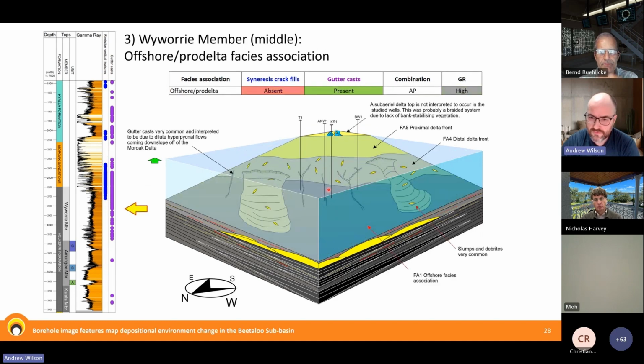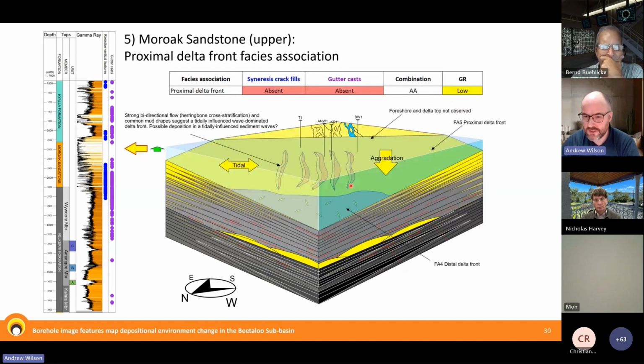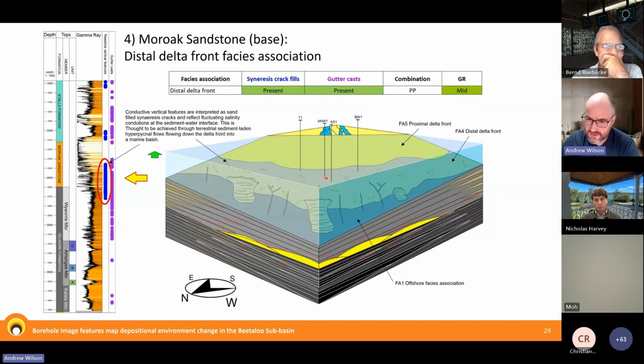So we think what this means is that we're looking at almost like a dilution effect. When we're a little bit deeper down, any of these storm-derived flows are being diluted by marine water, and so they still have erosive capacity, but don't have that low salinity, which would promote syneresis crack formation. But as we become shallower, we're maintaining that salinity as well as the ability to erode, and so that's why we're seeing our syneresis cracks here.